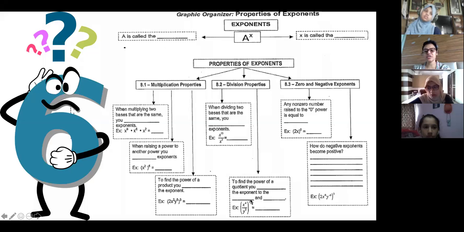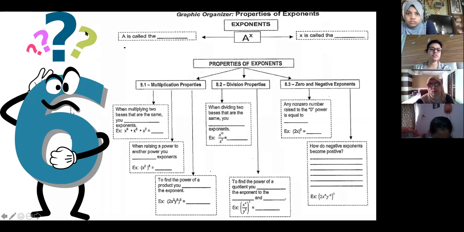X raised to 4, 3 4s are 12, so it will be x raised to 12 upon y raised to 6. 8. This will be the answer. Okay, how does a negative exponent become positive? What do we do? Reciprocal. Yes. So by taking the reciprocal of the base, the negative exponent becomes a positive exponent.